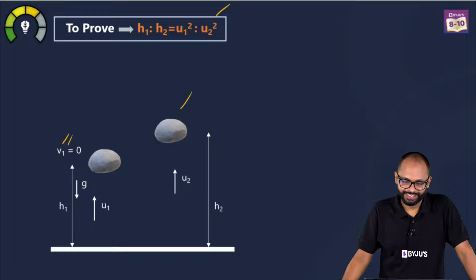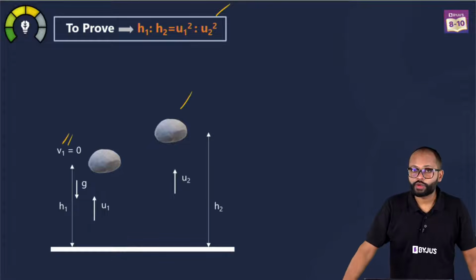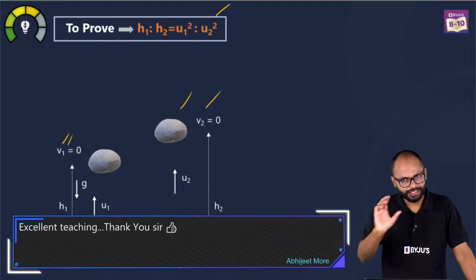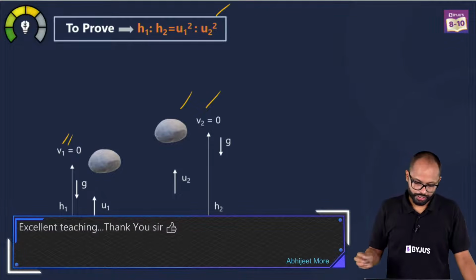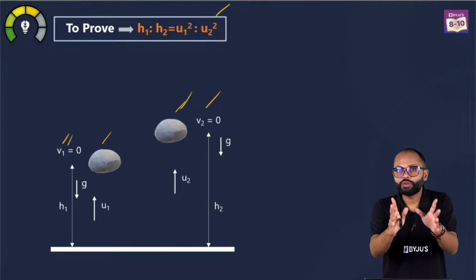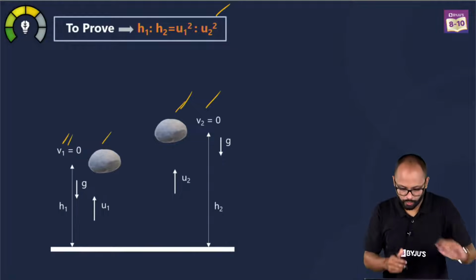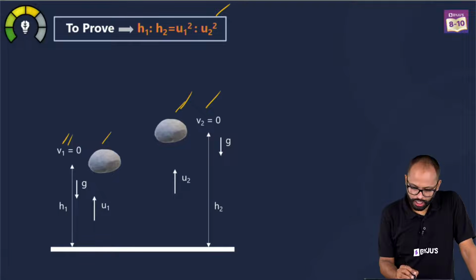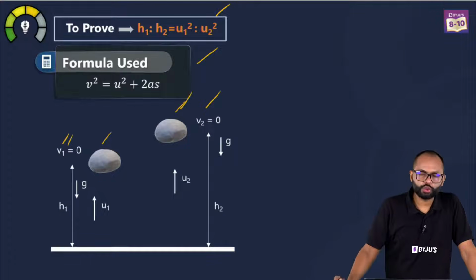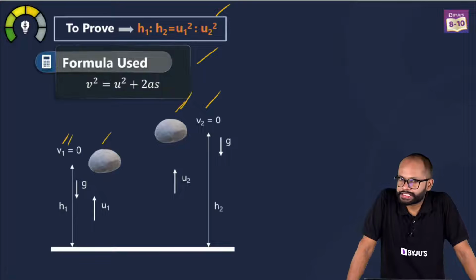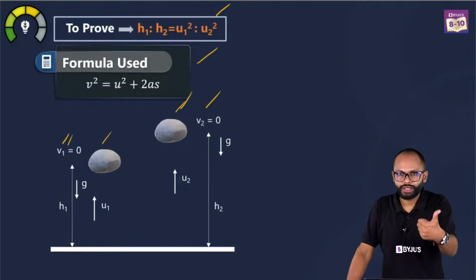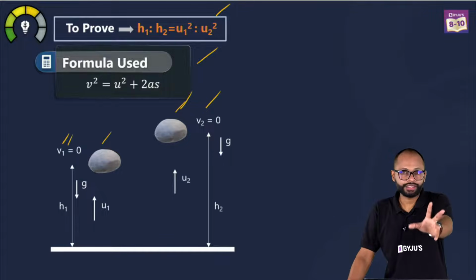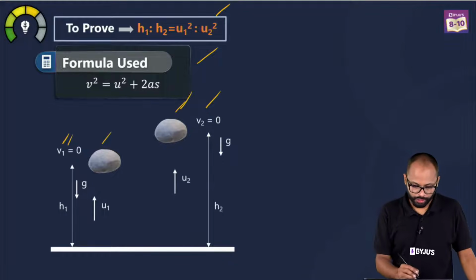So v1 equals 0 for u1 square is to u2 square. Second, v2 equals 0. These two cases are fine. Now, what to do? Let's analyze. You have to deal with the ratio of h1 is to h2. Which equation do you want to use? V is 0. Can't you use v square equals u square plus 2as? Why? Because v is 0, u is given to you, a is given to you, and h is something you need to find. That's why this equation will be most helpful to us. So, let's use it.